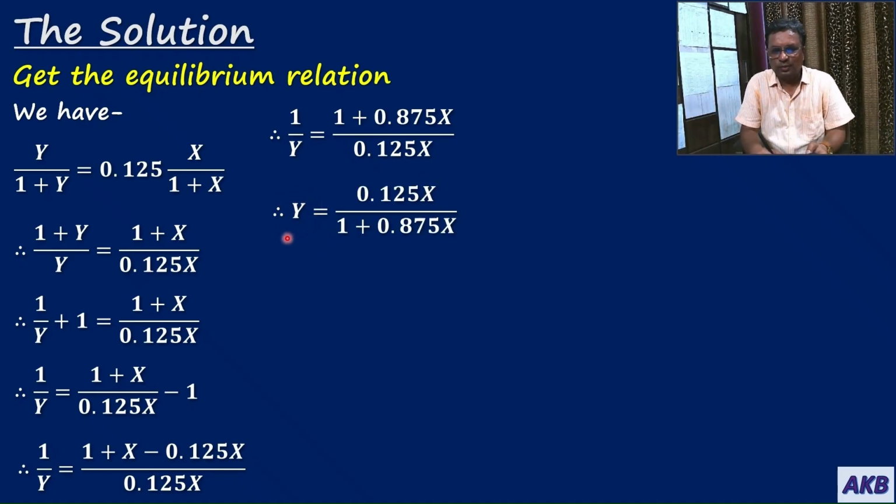So that will give me capital Y is equal to 0.125 capital X divided by 1 plus 0.875 capital X. And that is a simple relationship between capital Y and capital X. So we will be using this relationship. So after we have got the equilibrium relationship in an appropriate form, next we will be getting X n max.